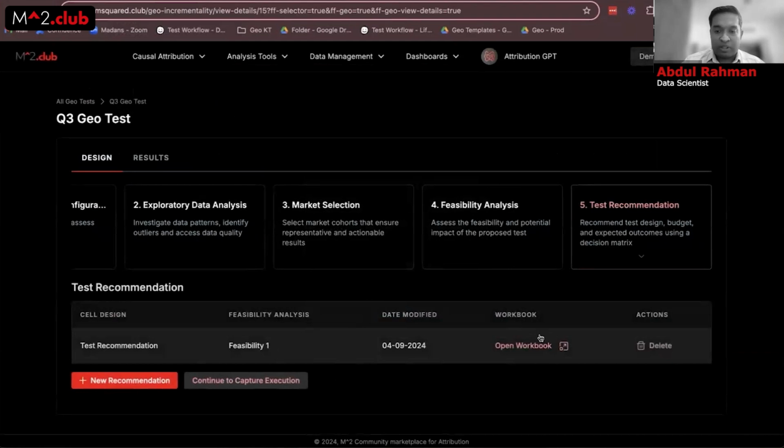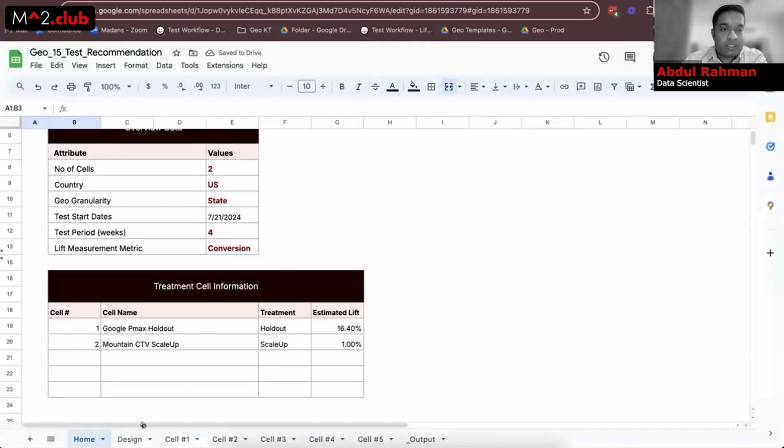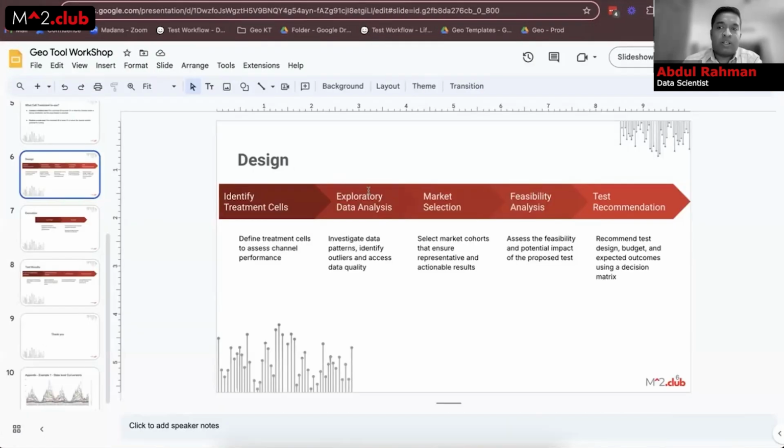I have already created one, so let's open it up. What this does is combine the feasibility of the 2 treatments that we have and give us an overall high-level, bird's-eye view. Once the design is done, we will pass the plan to whoever is executing the test.